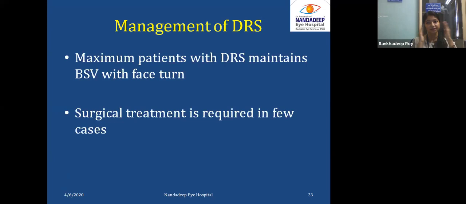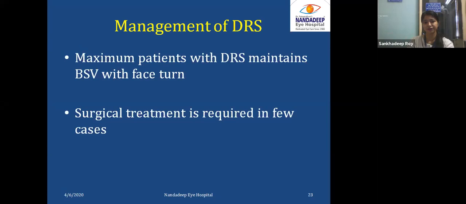That could be either surgery, some kind of vision therapy, which will be explained later, I hope, and partial prism corrections also. But whatever you are doing, you have to think that the patient should be very much comfortable, and our main motto is to give that patient a primary gaze. So maximum patients with DRS maintain binocular single vision with the face turn that I already showed in the previous slides.